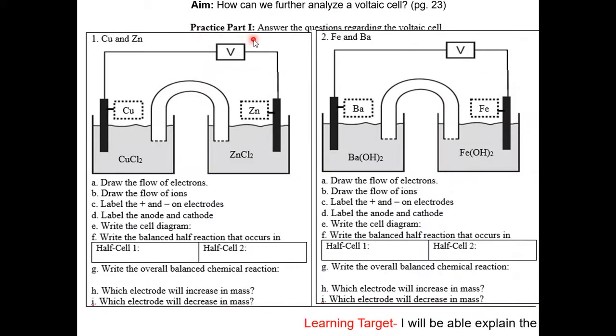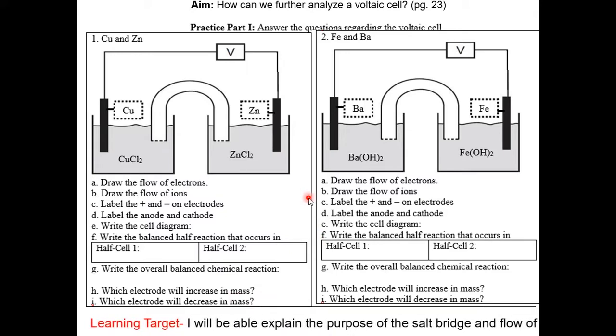For practice part 1 on page 24, label the Voltaic cell, write the cell diagram, write the half reactions, and figure out which electrode will increase or decrease in mass. Pause the video, resume when completed. Here are the answers to questions 1 to 4.